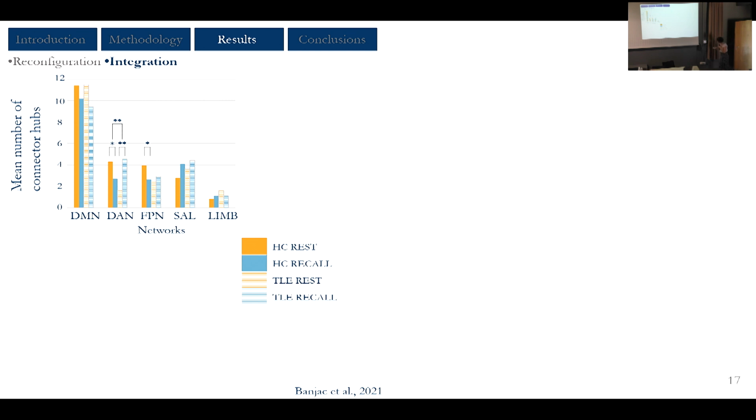Now, when we focused on the roles, we observed connector hubs and their change from rest to task. We saw that patients had more connector hubs in the control and attentional networks. Also, when we analyzed the hub disruption index that you saw previously, we saw that there was indeed disruption in this integration property, so how nodes can connect with other modules, and temporal lobe epilepsy patients had lower values of this property both during rest and recall.